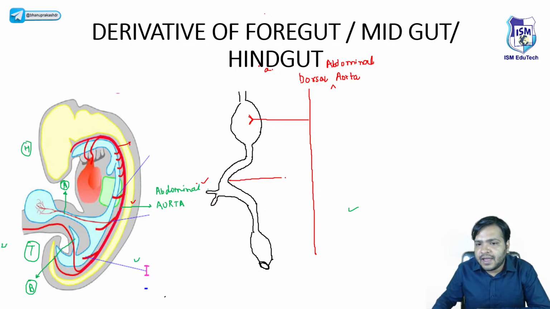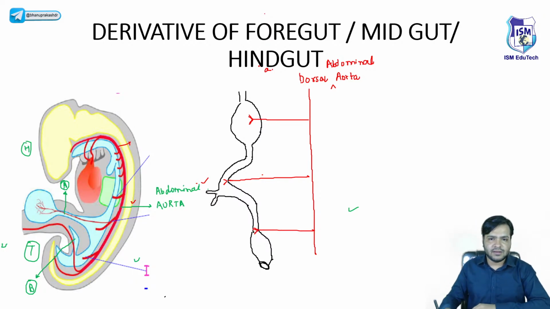Which branch will supply the midgut? Okay, which branch will supply the midgut? And which branch will supply the hindgut? Which branch will supply the hindgut? So you already know we have the, yes.